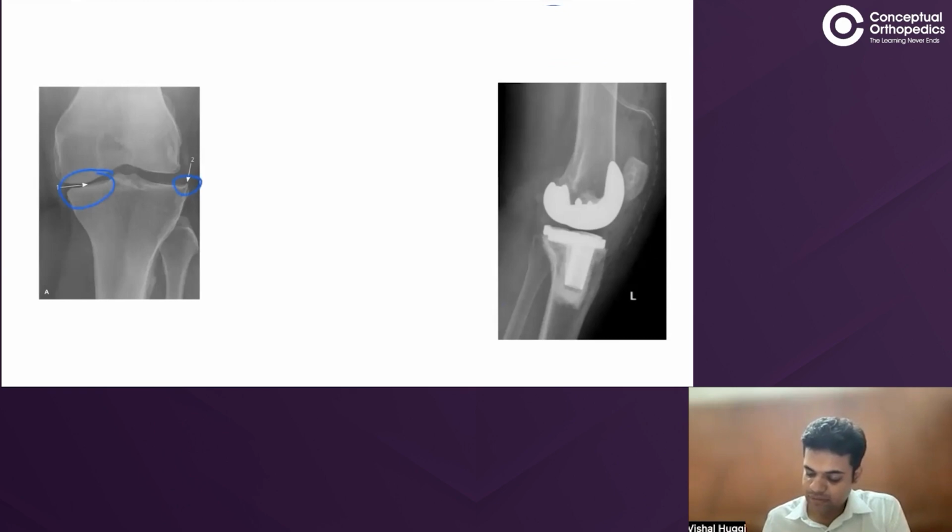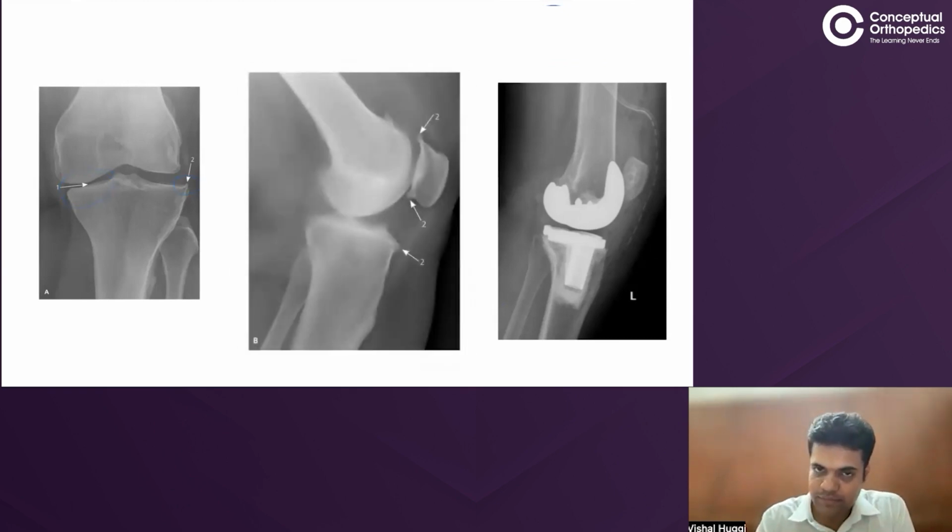So once we start, now, can you see this? What has been done here? They did a perfect TKR, but the patella was not replaced, and it landed up being a painful TKR again. The purpose of TKR has not been served.